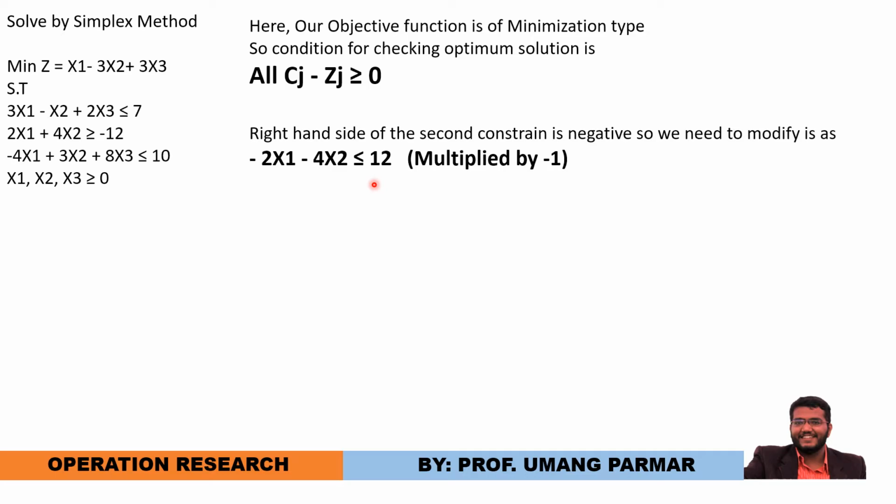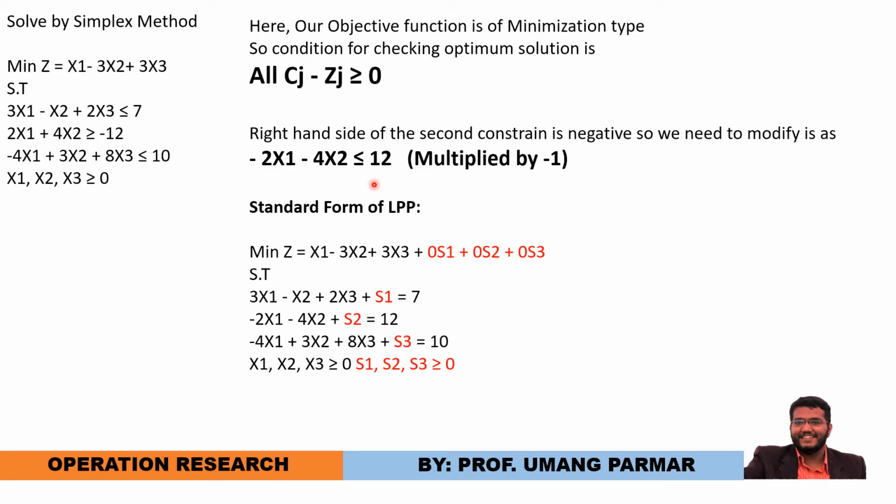Here it is important that whenever you solve a linear programming problem, you need to check that all your constraints have a positive right hand side. If it is given negative, first convert it into positive, then go for the solution.